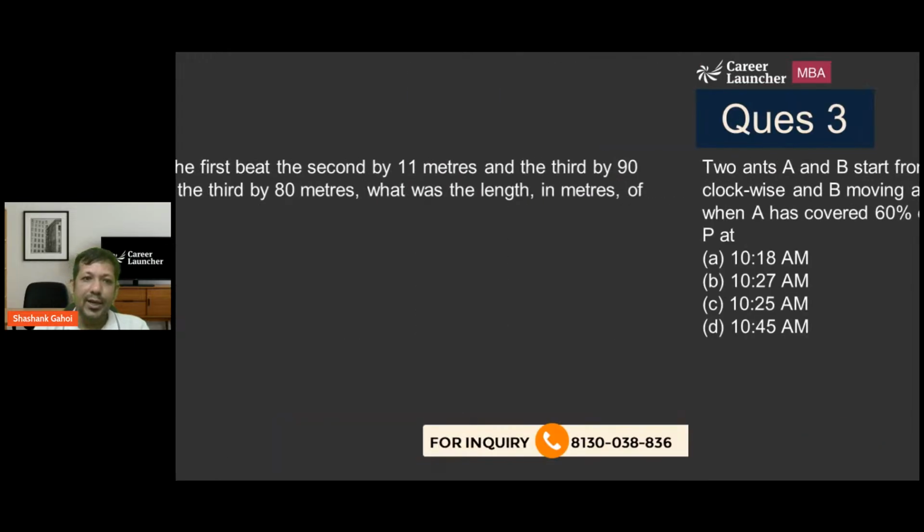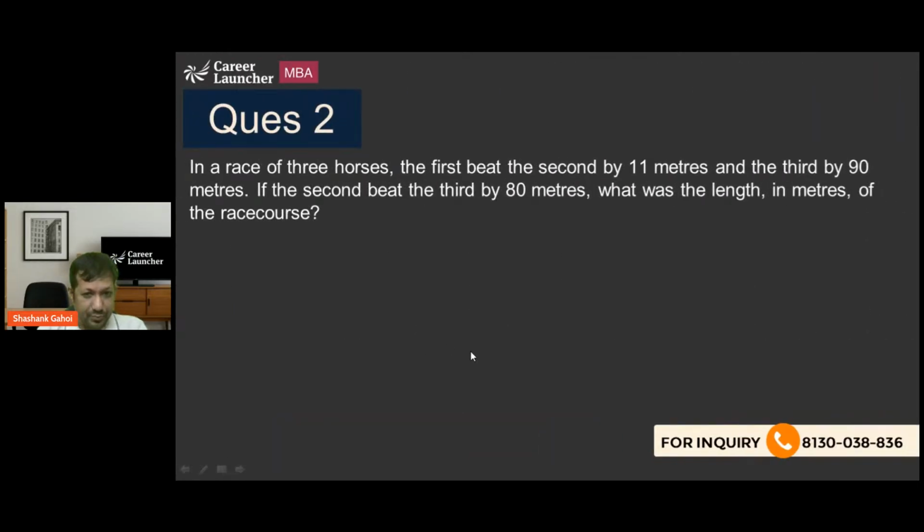So let's get on to this question. What does it say? In a race of 3 horses, so I have a total of 3 horses, the first beat the second by 11 meters. Let's call the horses A, B, C. So when A reaches this point, B is 11 meters behind A. And A beats the third by 90 meters. It means C, the third horse, is 90 meters behind, which means 79 meters behind B.